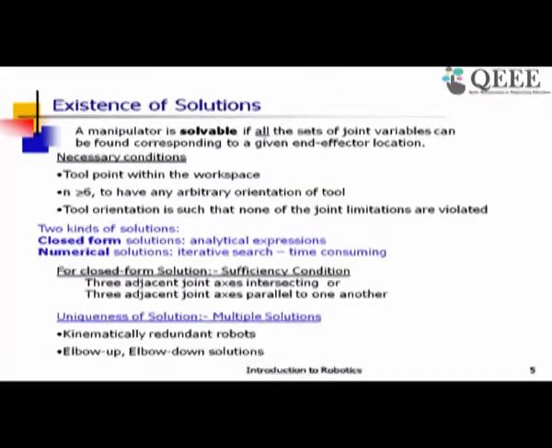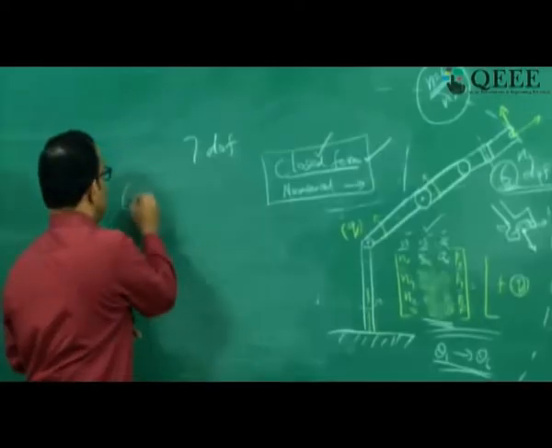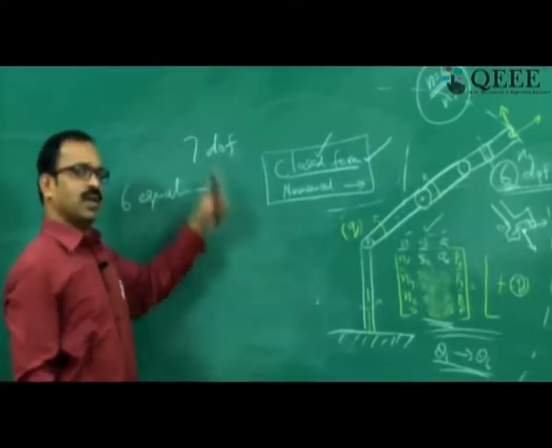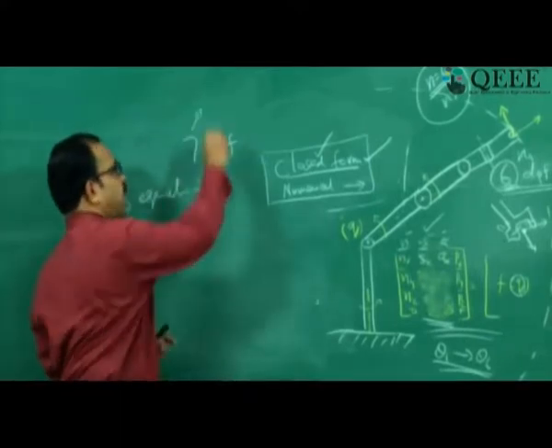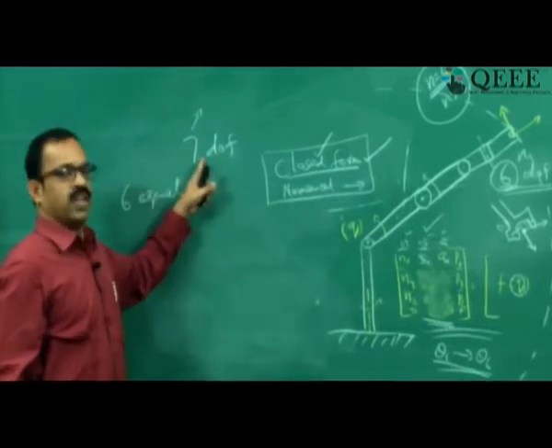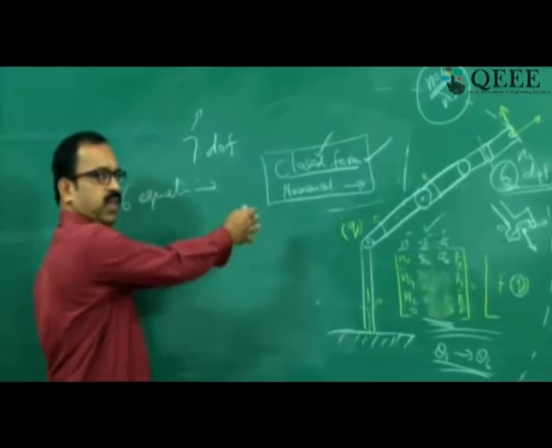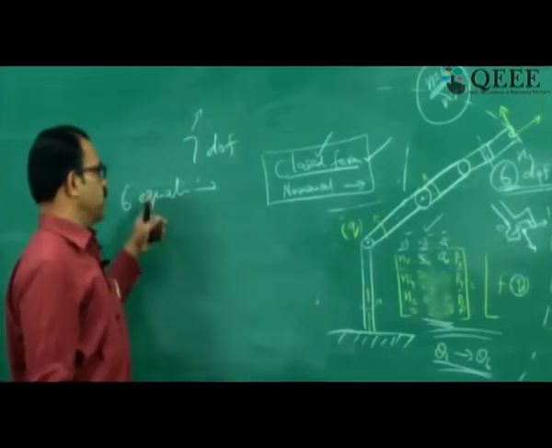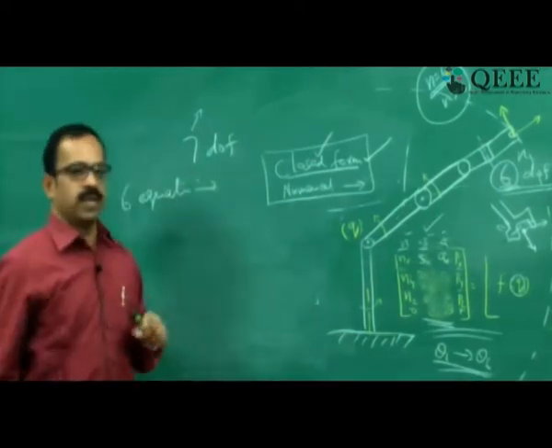And another important characteristic is about the uniqueness of solution. As I told you, it is not necessary that you will always get a unique solution. There may be multiple solutions most of the time. If the number of degrees of freedom is more, then you will always get multiple solutions, because if you have 7 degrees of freedom and only 6 independent equations, you won't be able to solve for the 7th joint. So you need to assume one joint angle and then solve for the other 6. Depending on the first joint angle you assume, you will get multiple solutions. That is, for redundant robots you will always get multiple solutions.